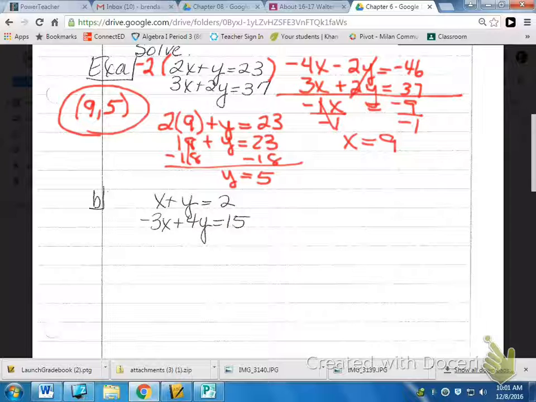Yes? It's just like last night once you get a set of the x's or the y's to be the opposite. It can be either one. And then you just add them together, solve for one, plug it in, get the other.